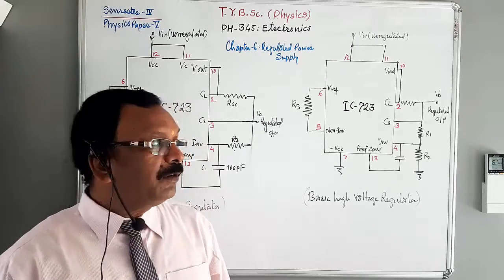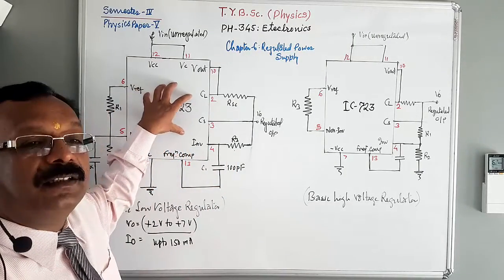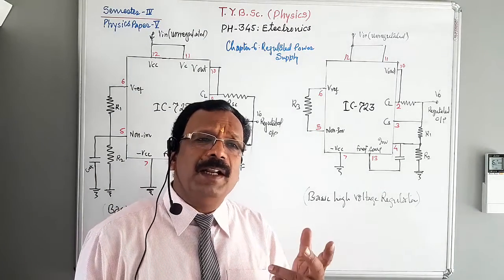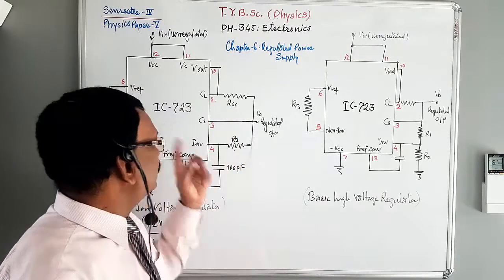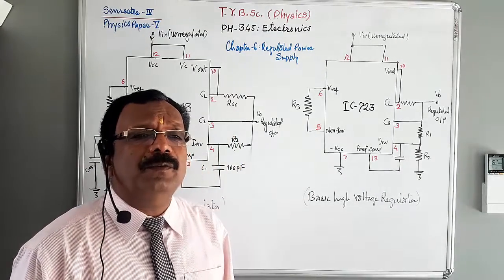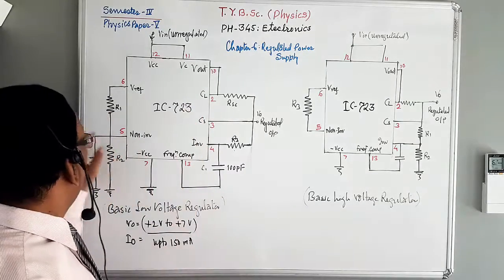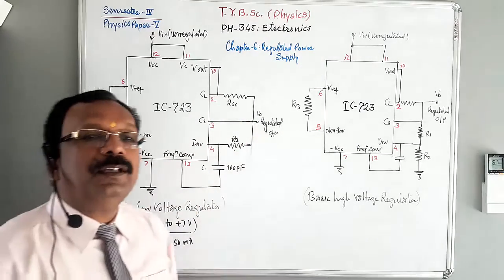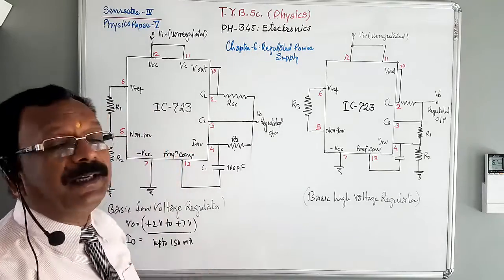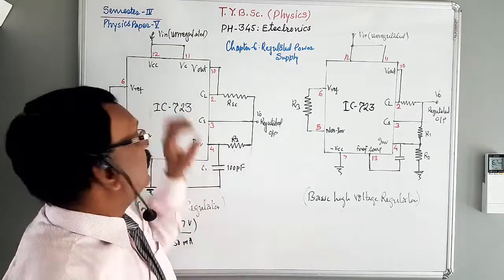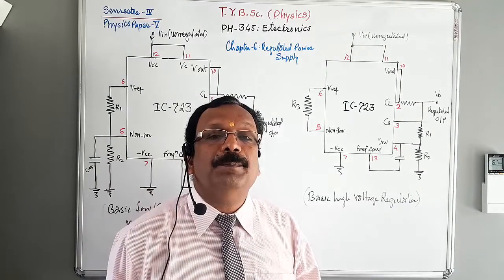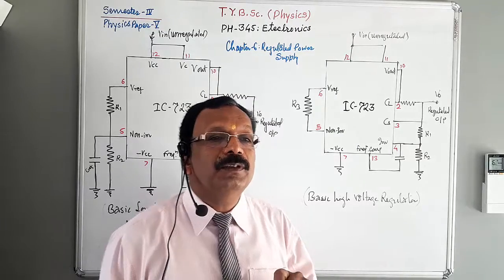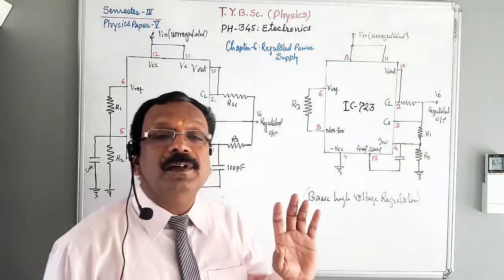Now, in order to study this basic low voltage regulator, designing is very important. What is meant by designing? When we are going to build such a circuit, we have to select the proper values of R1, R2, R3, RSC. If these values are not properly selected, then this circuit cannot give the basic low voltage regulated output. So how is this designing possible?